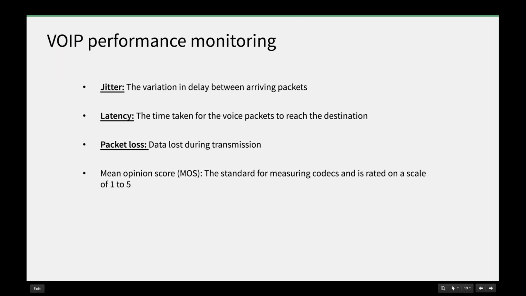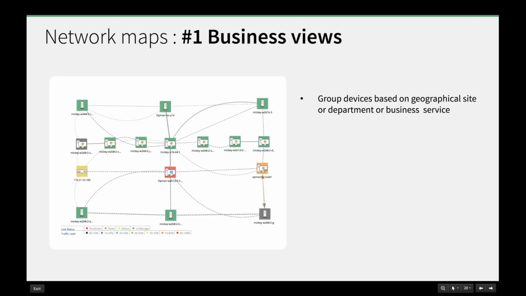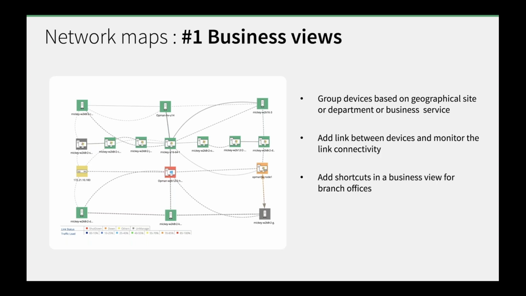And next we have is the business views. So you wanted to group the devices based on a geographical site, or department, or business service. You can create, and you can add links between devices and monitor the link connectivity. You can also add a shortcut.